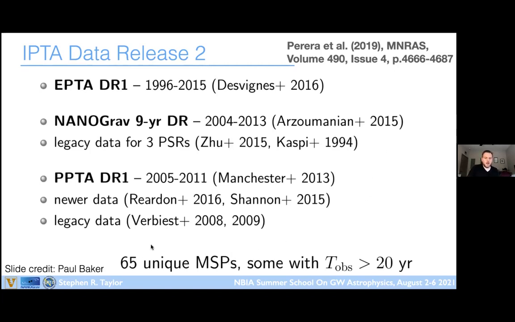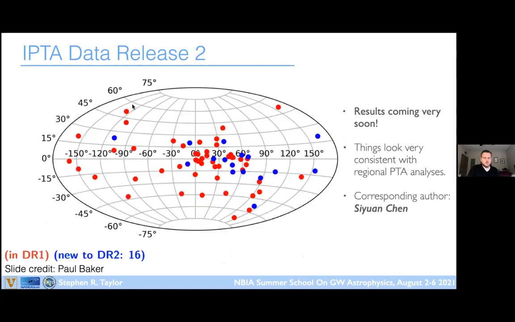And this is a lot of pulsars, a lot of pairs, spread quite nicely uniformly across the sky. The results are looking very good. They're coming soon. We're seeing consistent results from these data sets with what has been reported by NANOGrav's 12.5 year analysis, the PPTA analysis, and what is being seen in the EPTA as well.